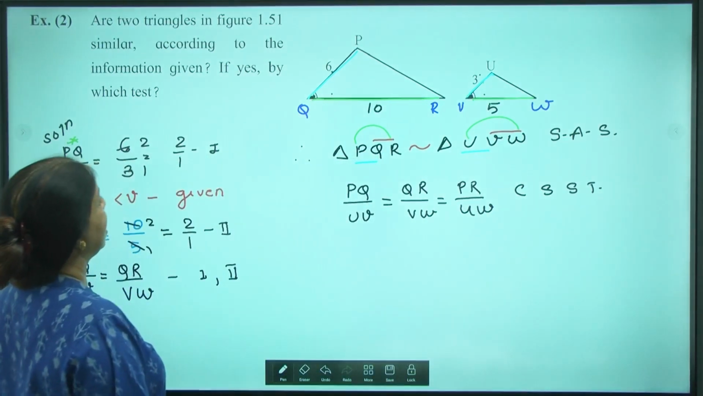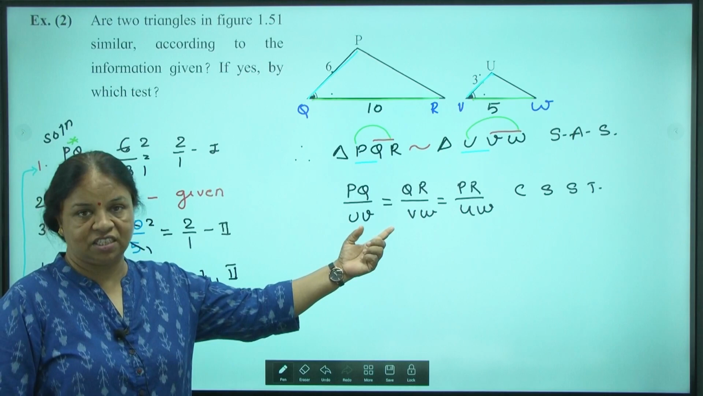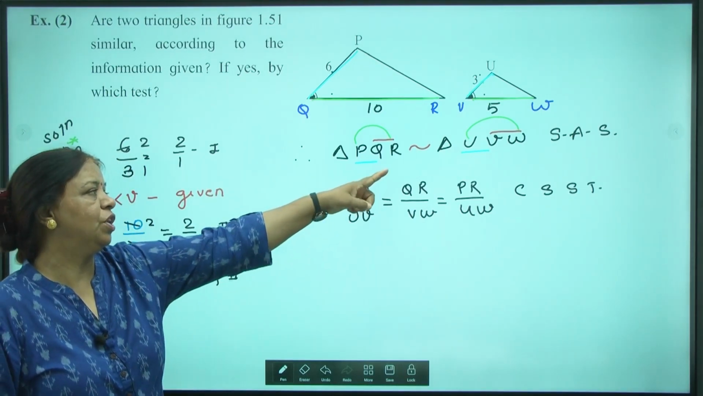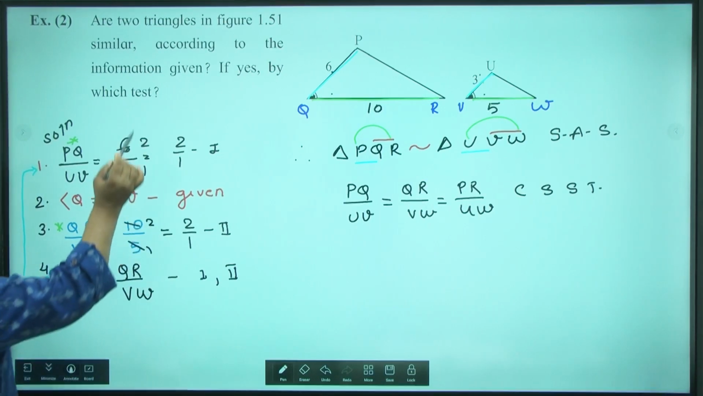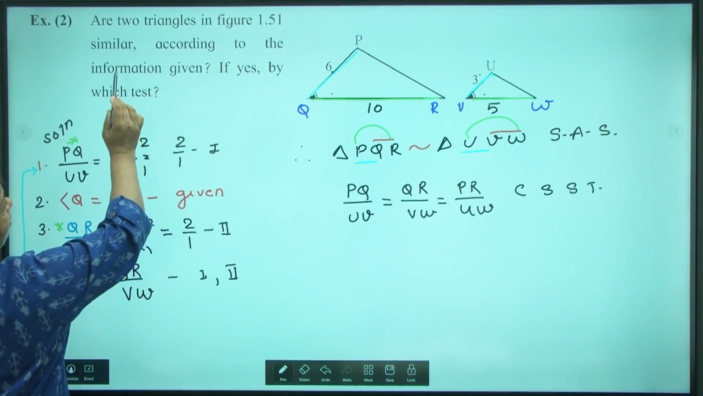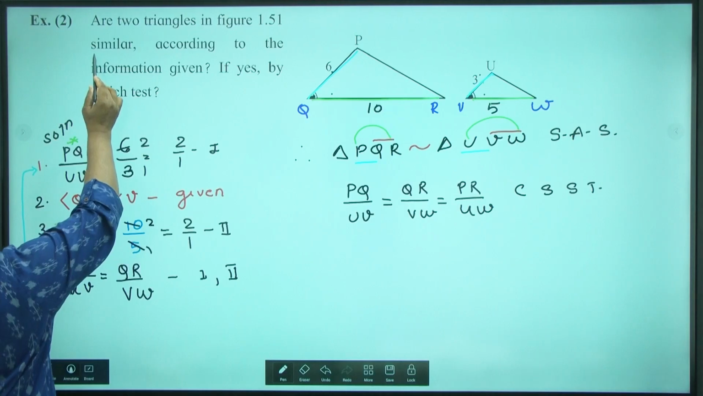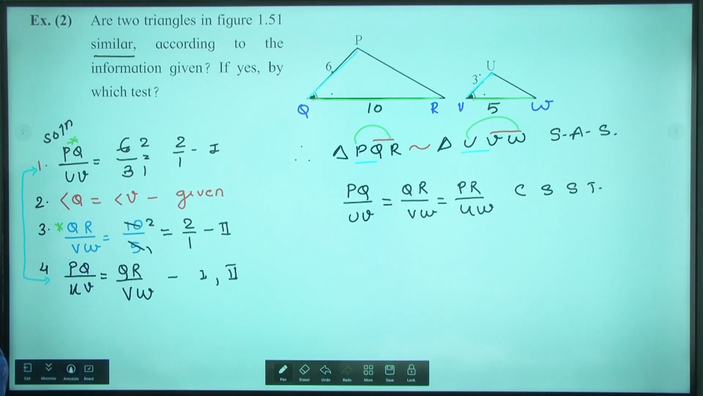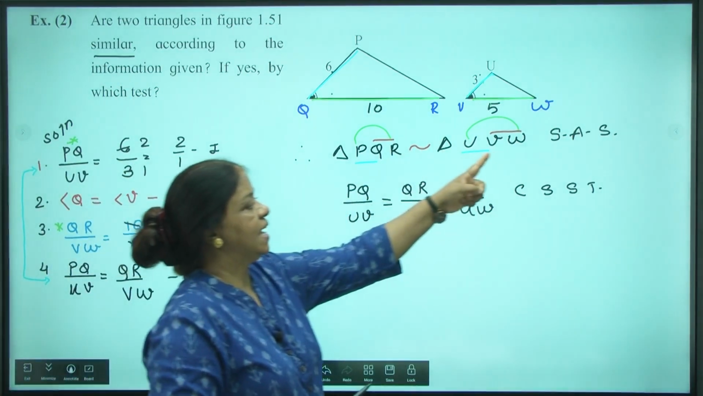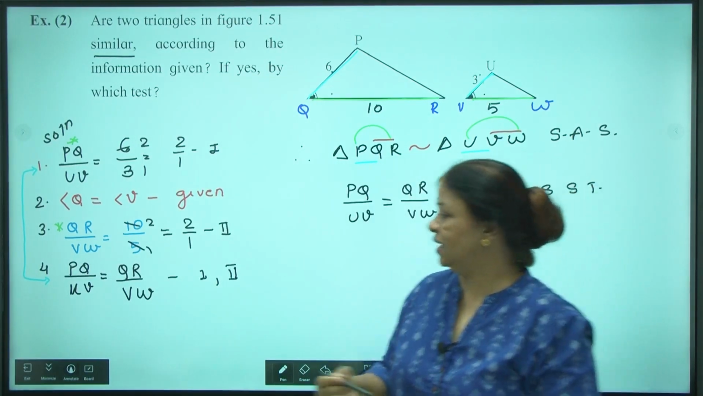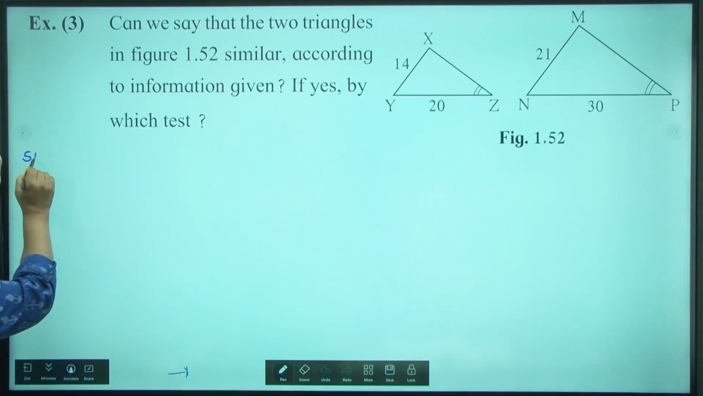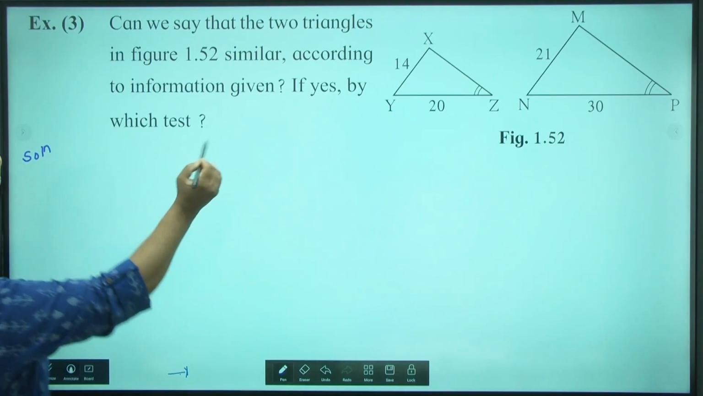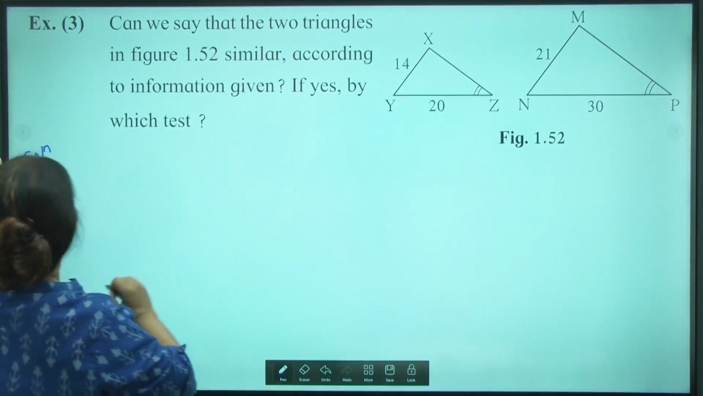See children, it is not asked to take the corresponding sides ratio, but I have still taken it so that you know how to take the corresponding ratios. We were only supposed to write whether the triangles are similar or not, and we wrote the triangles are similar by side angle side test. Let's go for the next one. Solution, children, by the information which is given, XY is given 14.